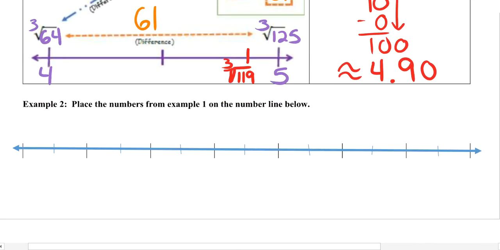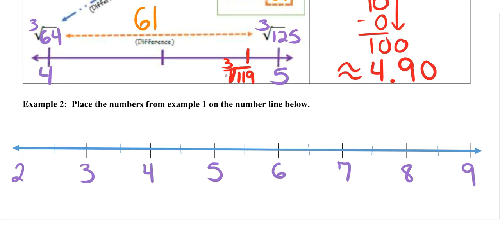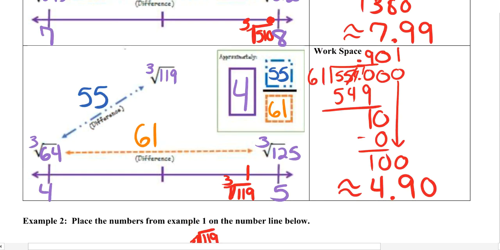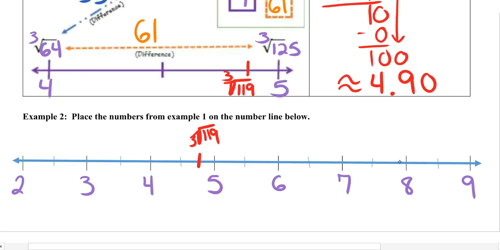So if we go to our number line, let's start at 2. So 2, 3, 4, 5, 6, 7, 8, and 9. And so our cube root of 119, that's pretty close to 5. So here would be the cube root of 119. Again, it's just before the 5. We had the cube root of 510, which was very close to 8. So the cube root of 510.